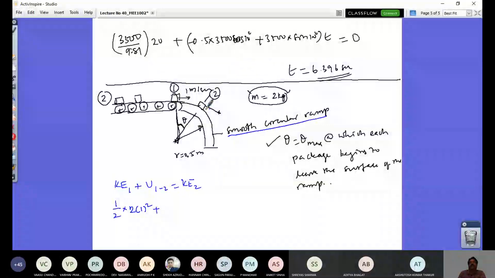There is no energy loss. There is no frictional force. So there is a normal, and there is a normal and weight. So what is the work done?